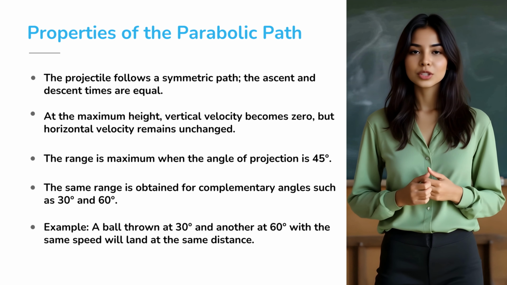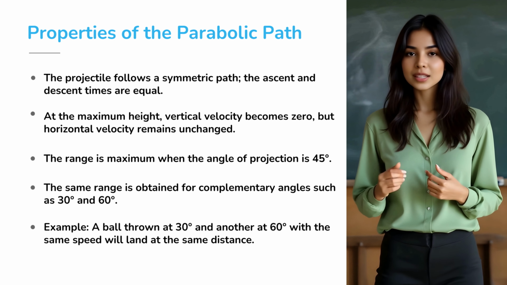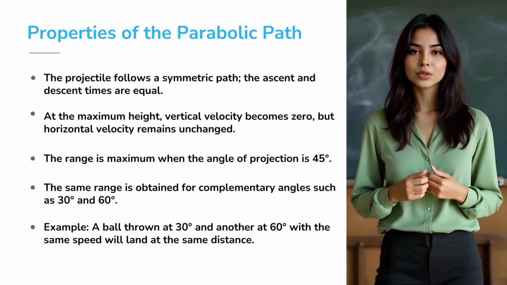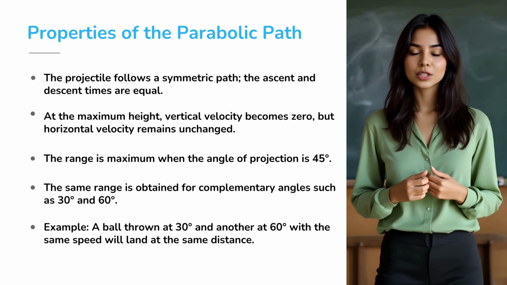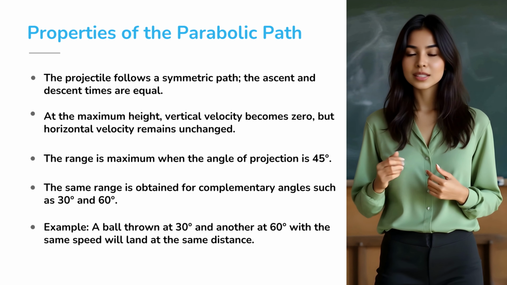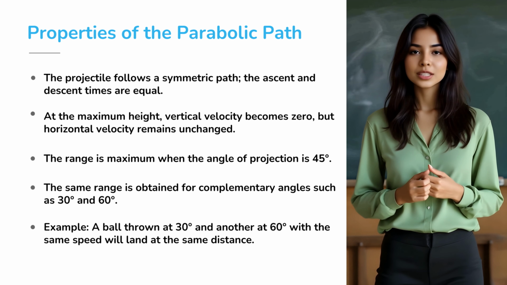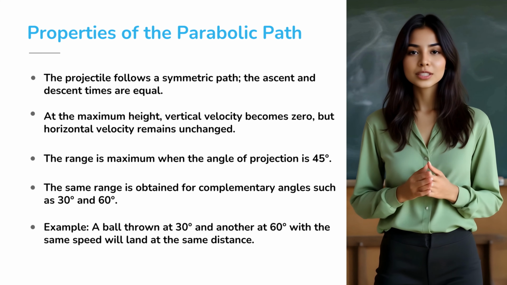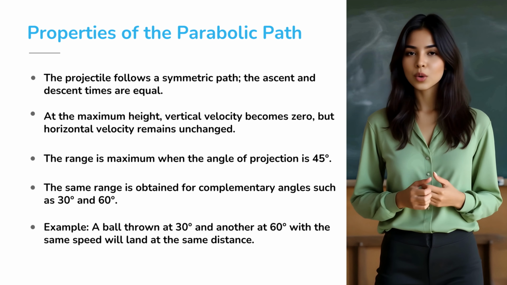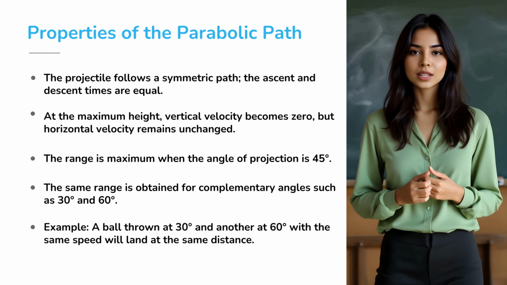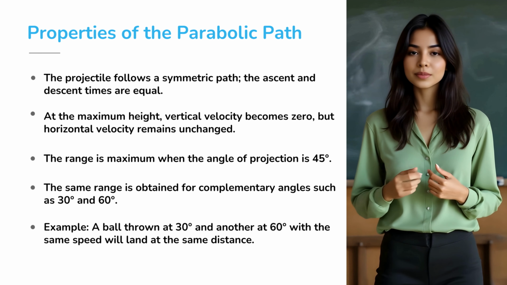One of the most interesting results is that the range is maximum when the angle of projection is 45 degrees. Even more surprising, two angles that add up to 90 degrees, like 30 and 60 degrees, will give you the same range for the same speed. This is why sports like basketball or cricket rely so much on the angle of launch for the perfect shot.